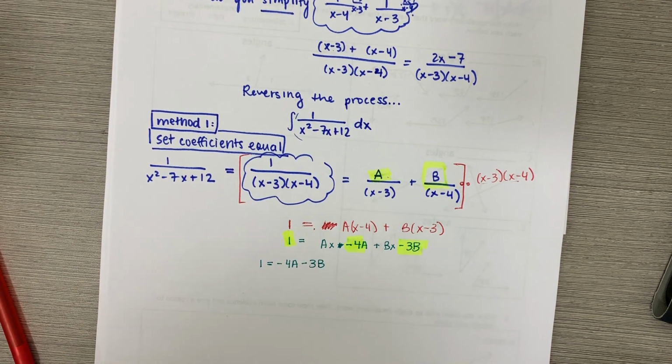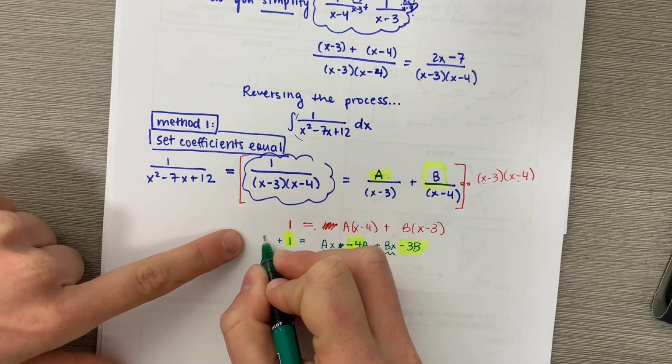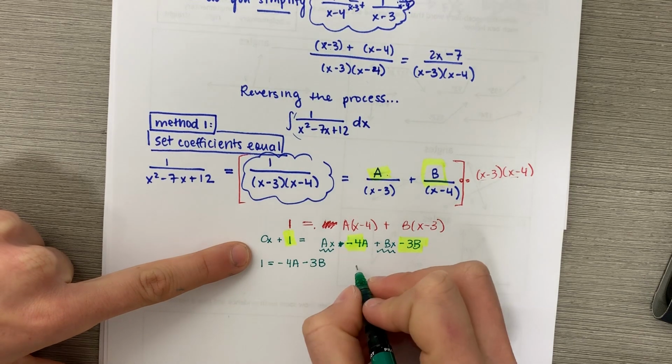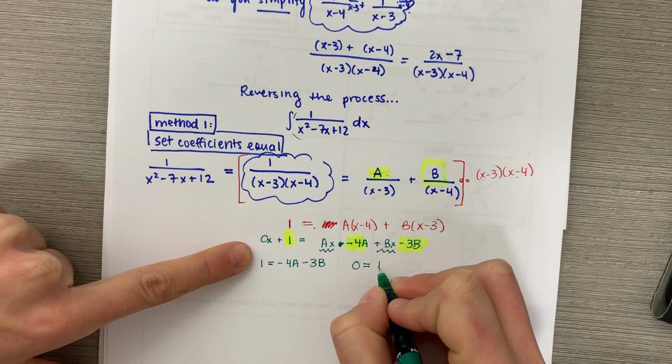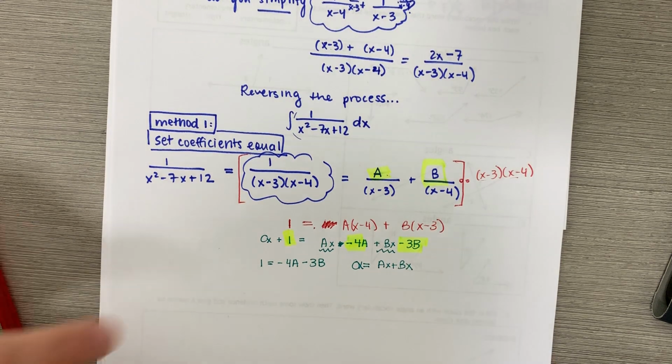And now our other variable, we have two variables, a and b, so we need another equation. And we know that ax and bx, well, this is a hidden plus 0x right here. So 0x is what ax plus bx should equal.